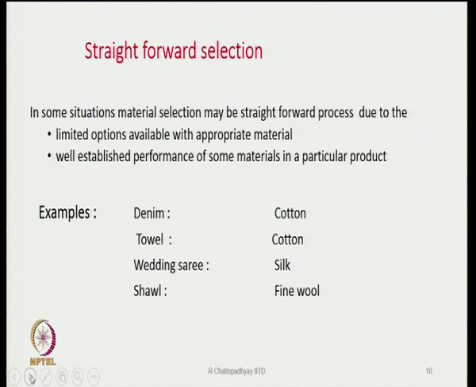Like for denim, cotton is such a well established raw material for denim that we choose the material immediately. If I have to design a new denim, a new type of fabric, whatever it is, cotton has to be there as a raw material. Similarly, for towel it is always cotton, it is also such an established product. For wedding sarees, for any ceremonial dress, generally silk is preferred and silk has been used for centuries, so it automatically becomes silk.